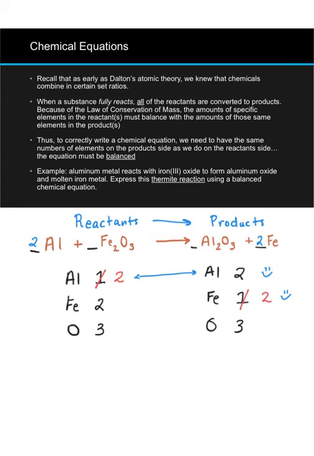Notice that we don't have to modify anything about oxygen because there are 3 oxygens on both sides of this reaction arrow. Oxygen is already balanced. As a few further examples of balancing reactions, I'd like to talk about the first couple from this balancing equations worksheet.